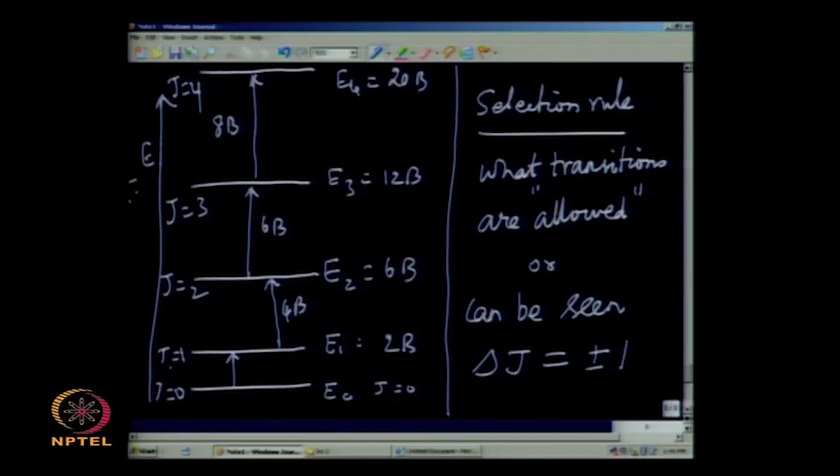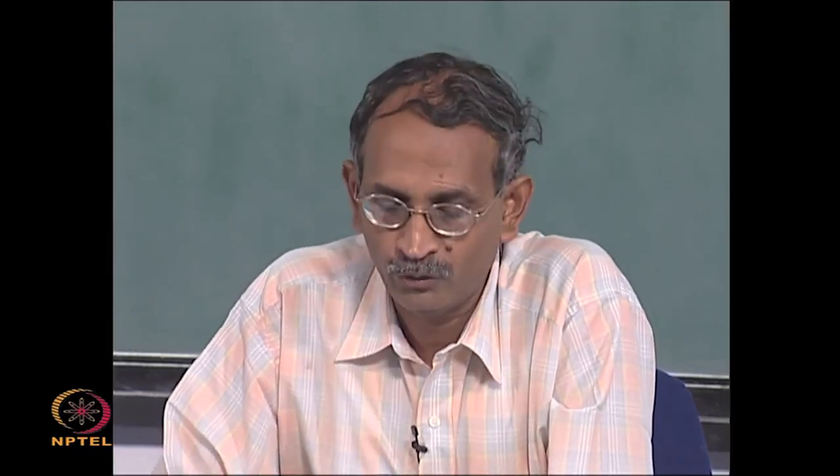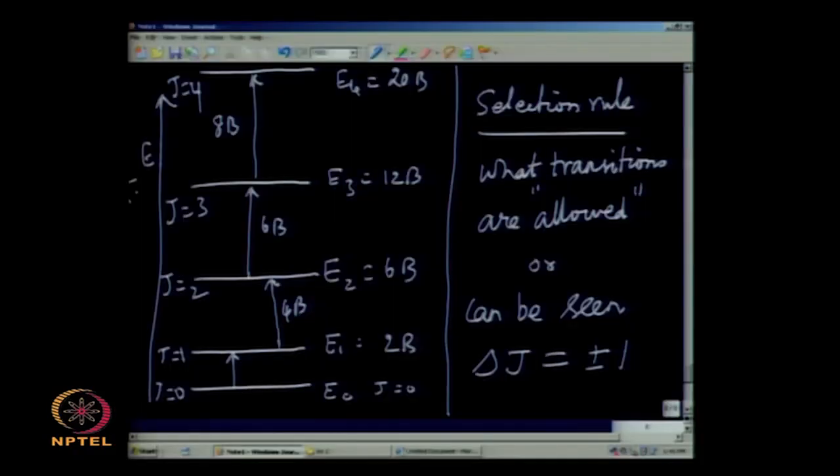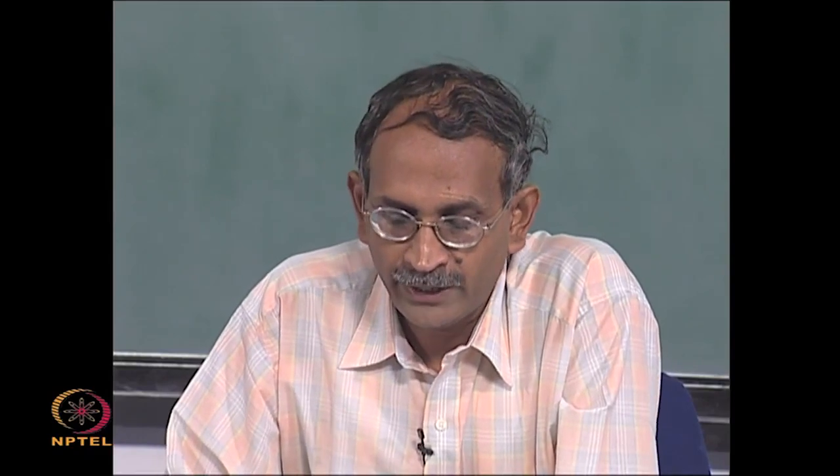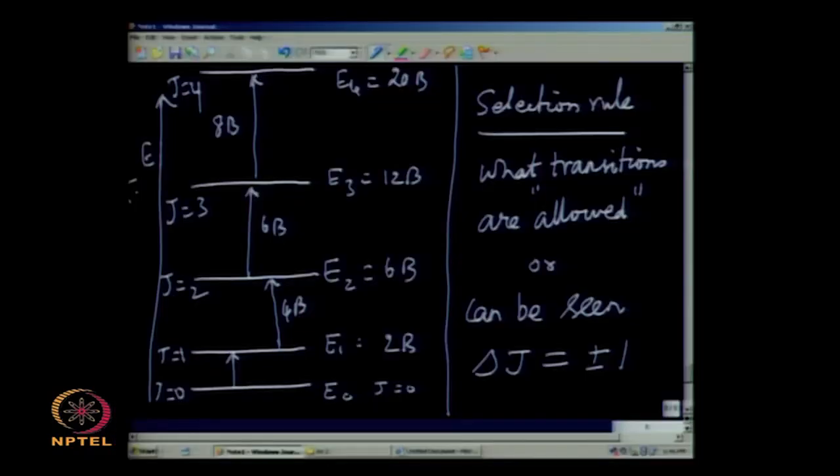which means that if the molecule is in the state J equal to 1, it can undergo a transition if microwave radiation is shone on the molecule. It can undergo a transition to the next level J equal to 2 by the process of absorption, or it can undergo a transition from J equal to 1 to J equal to 0 by the process of emission, which is either spontaneous emission or stimulated emission. But it cannot jump from J equal to 1 to J equal to 3 within this model of setting up the rigid rotor Hamiltonian as a classical Hamiltonian, converting it into the quantum one and following through this rigid approximation.